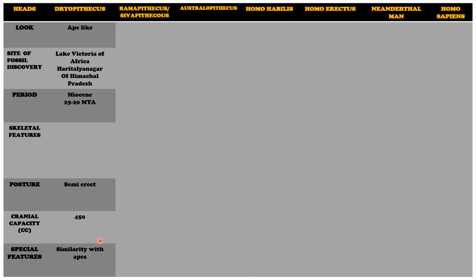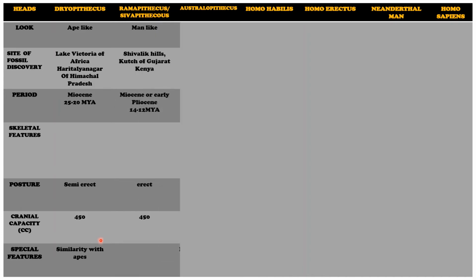Now the next ancestor of human is Ramapithecus, which is also called Sivapithecus. Now its fossils were found in Sivalik hills of the Himalayan region. It is also found in Kutch of Gujarat and even in Kenya. It was found in the Pliocene period, around 14 to 12 million years ago. It had an erect posture, again with 450 cc cranial capacity.